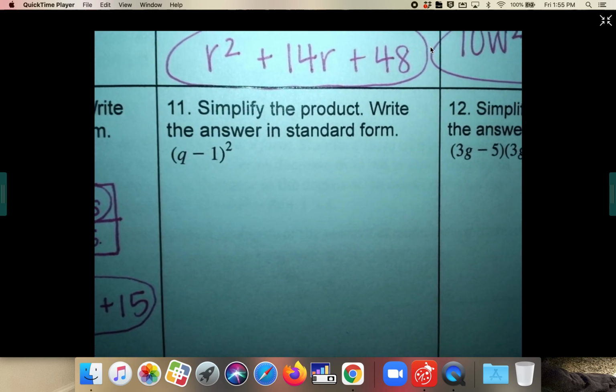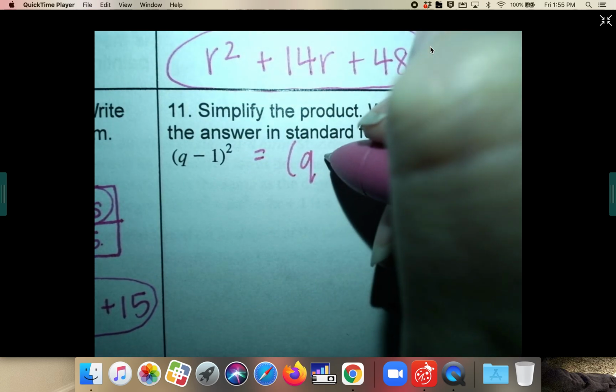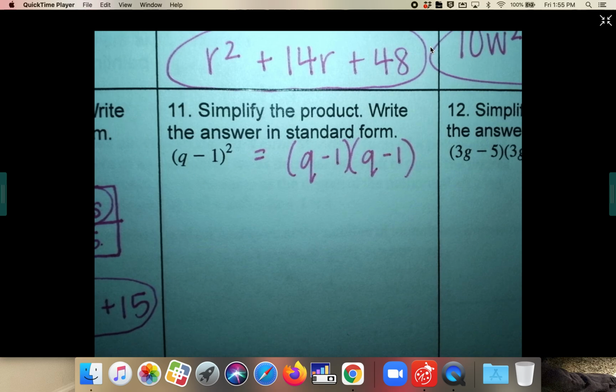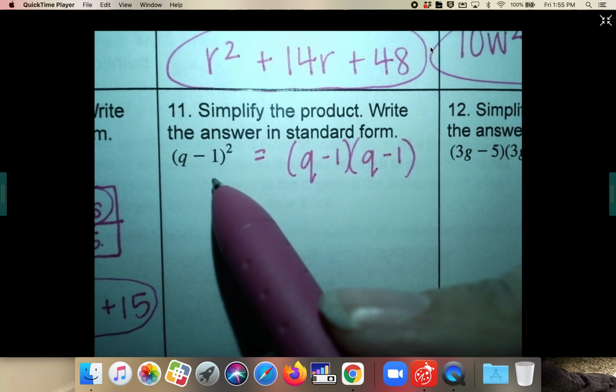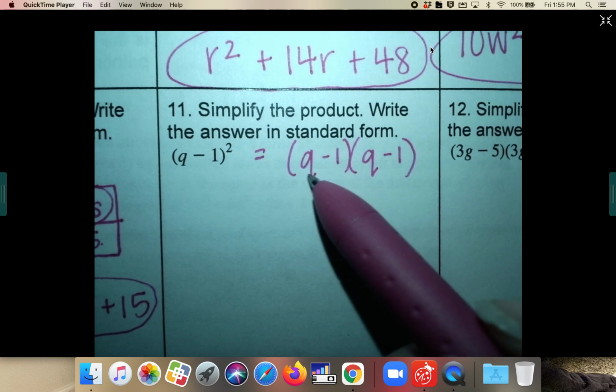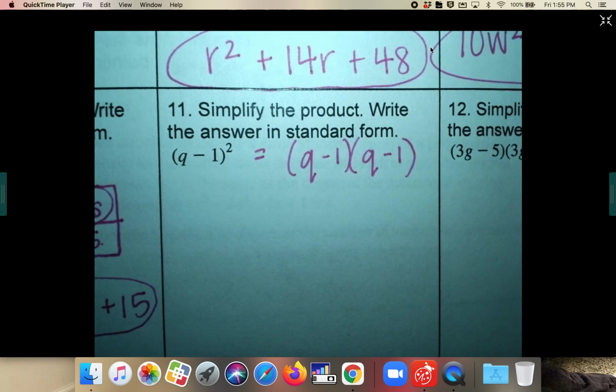Okay, number 11, you can totally go ahead and write this out twice. Q minus 1 squared just means Q minus 1 times Q minus 1. So if you are afraid you're going to do the little shortcuts wrong, please just write this out twice and FOIL it or box it or do whatever you like to do when you multiply binomials that usually gets you the right answer.